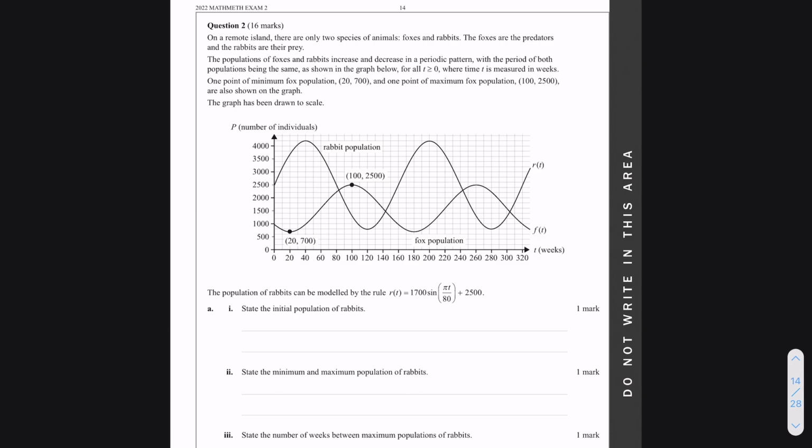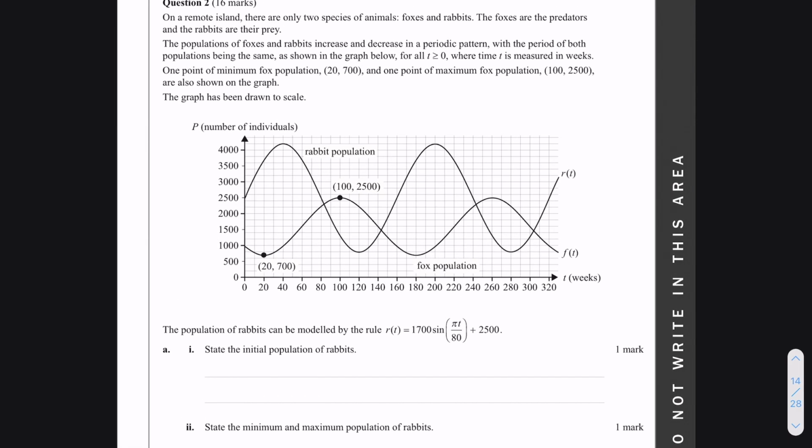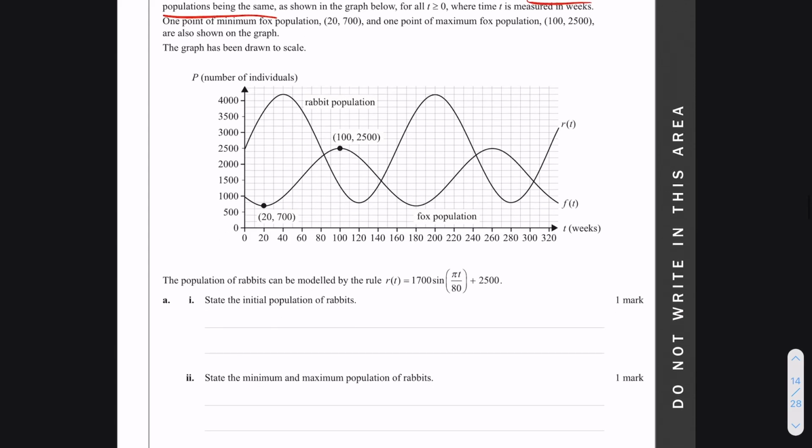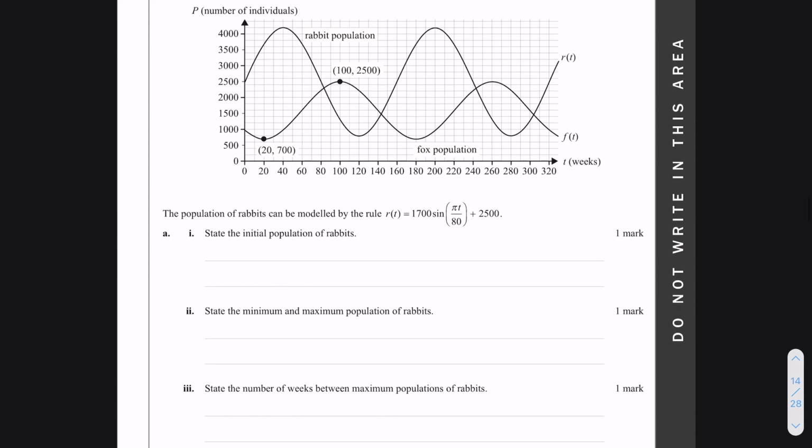Okay, this looks a bit annoying. There are only 2 species of animals, foxes and rabbits. The foxes are the predators and rabbits are their prey. Population of foxes and rabbits increase and decrease in a periodic pattern. The period of both populations is the same. And t is measured in weeks. Okay. The initial population of rabbits, so that's just when t is 0.